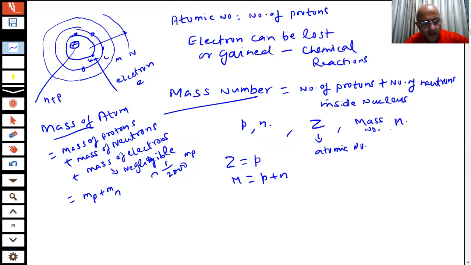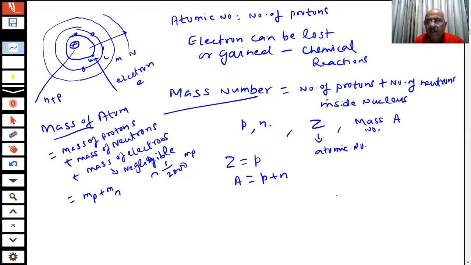If any doubt could be there in the students, let me represent it by A. Whatever symbols are used in the book, we can use. So we are saying the mass number of an element can be represented by A, then A is equal to P plus N. So the mass number is equal to protons plus neutrons.